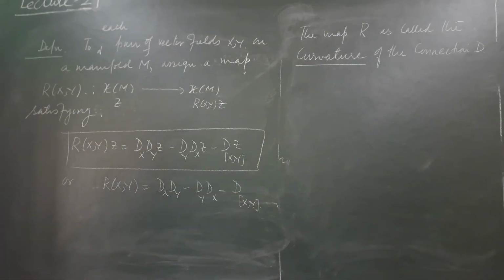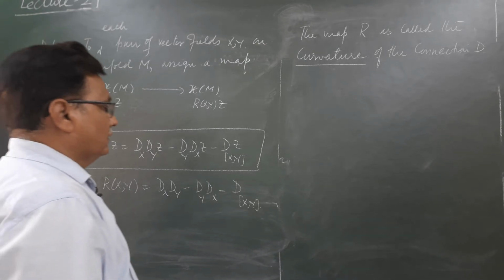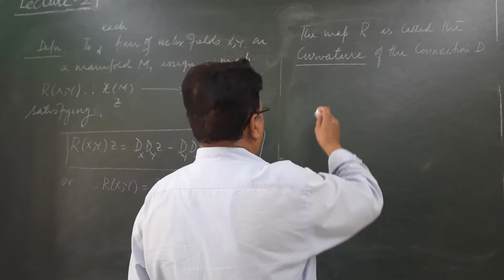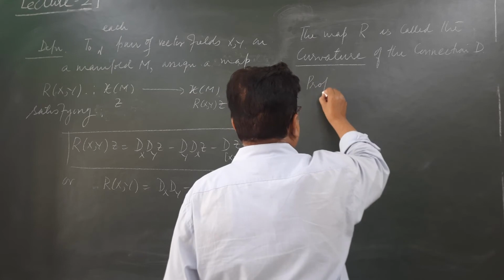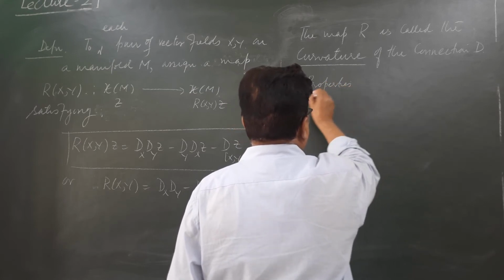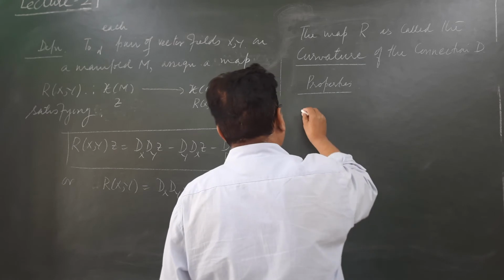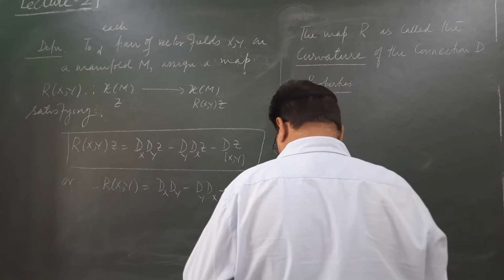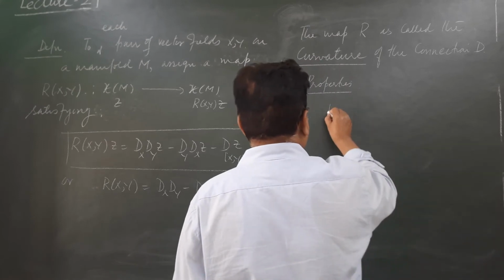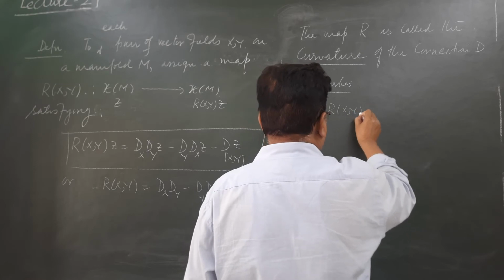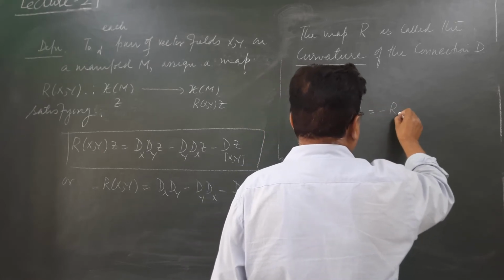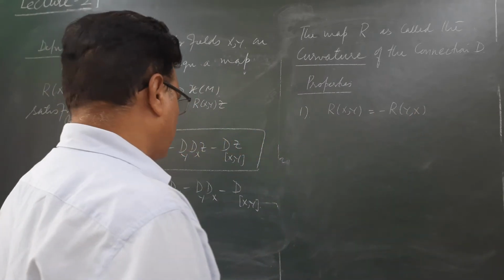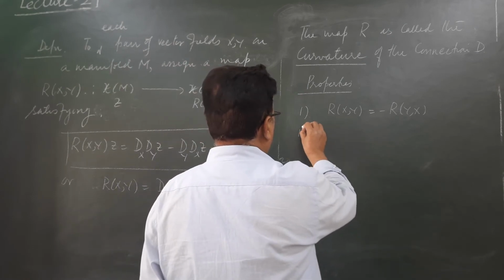All right, so the map R is called the curvature of the connection. Now let us look at properties. First look at the properties. Properties of the curvature. Number one, R of xy is equal to minus times R of yx. It is skew symmetric in the first two slots. Only two slots are there, so it is skew symmetric.